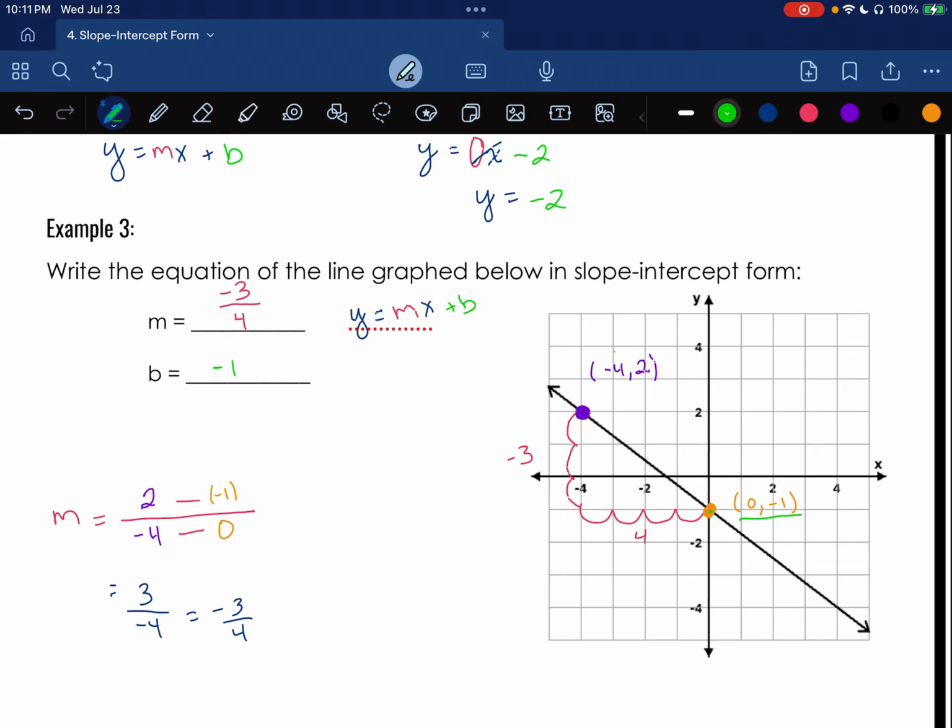Man, these are some colorful notes today. All right, 2 more examples. We can do this. All right.